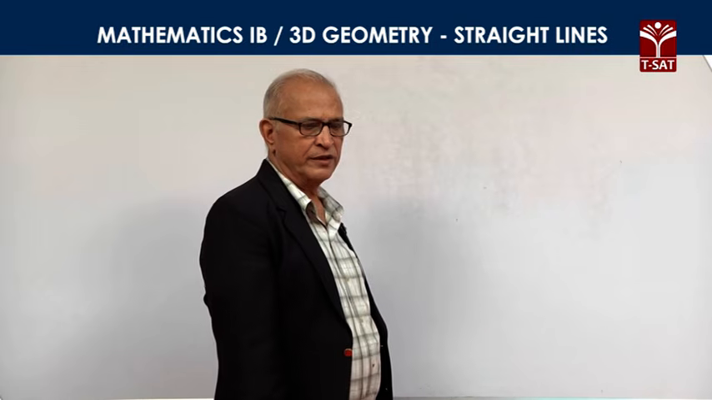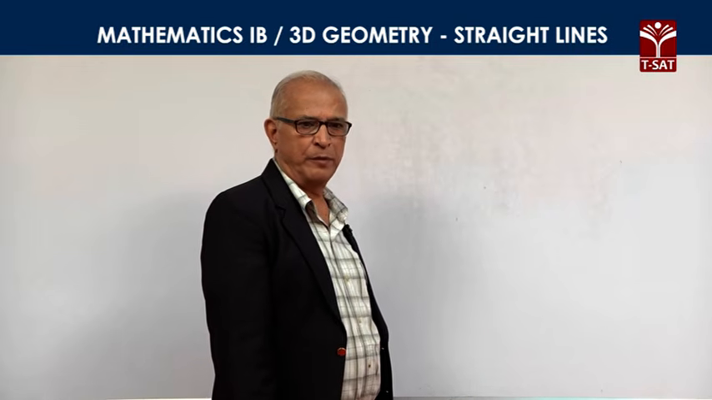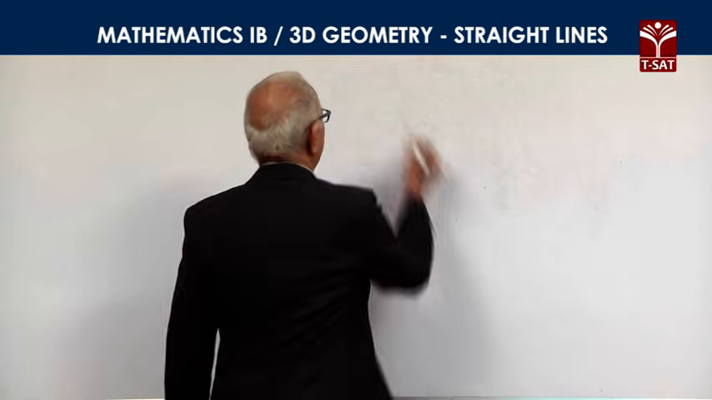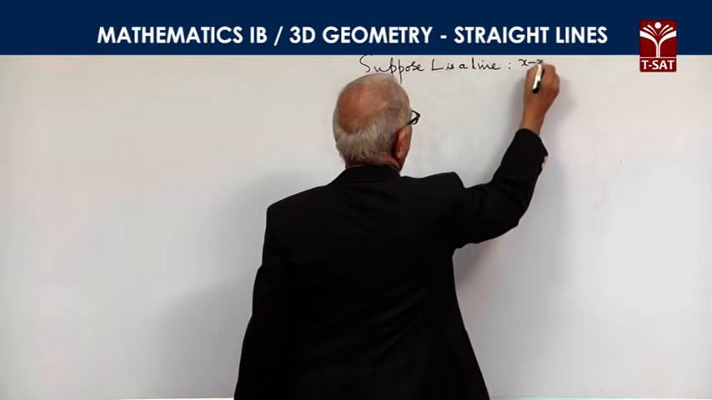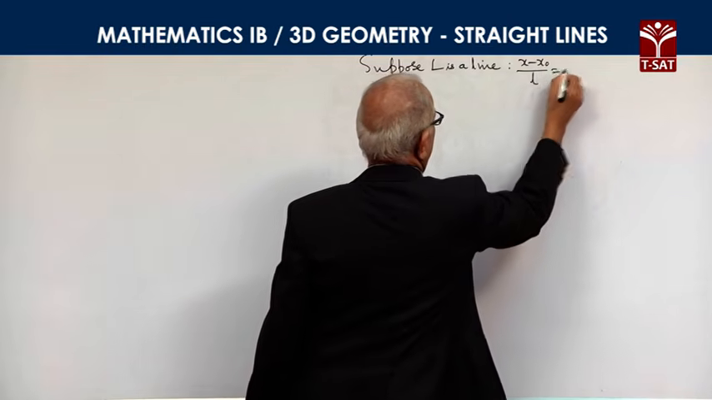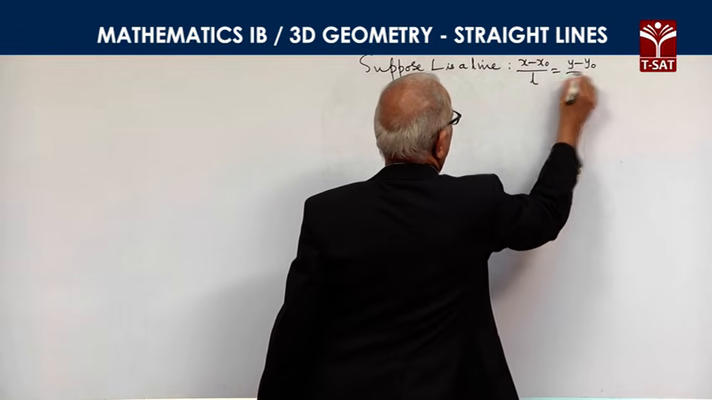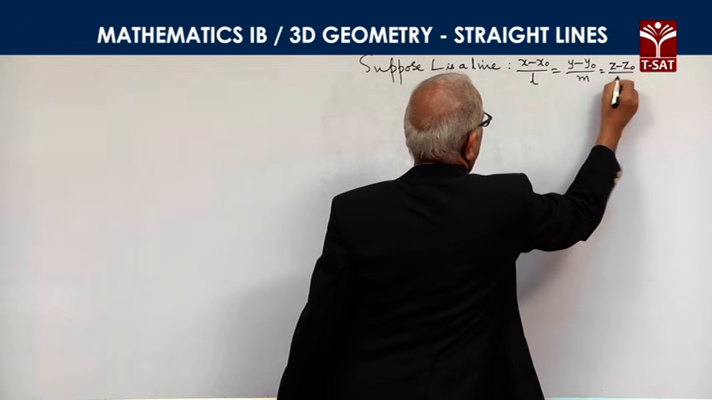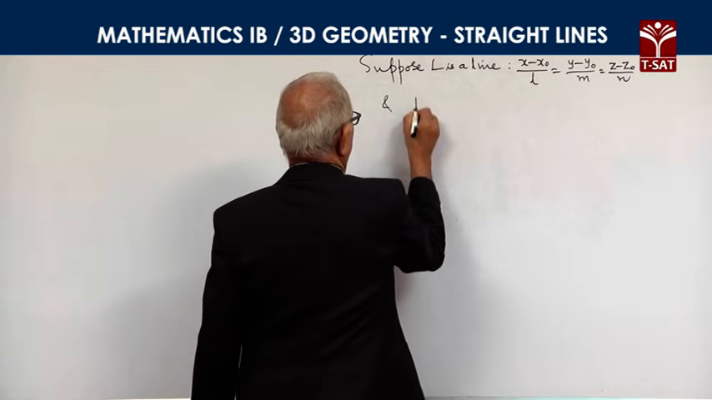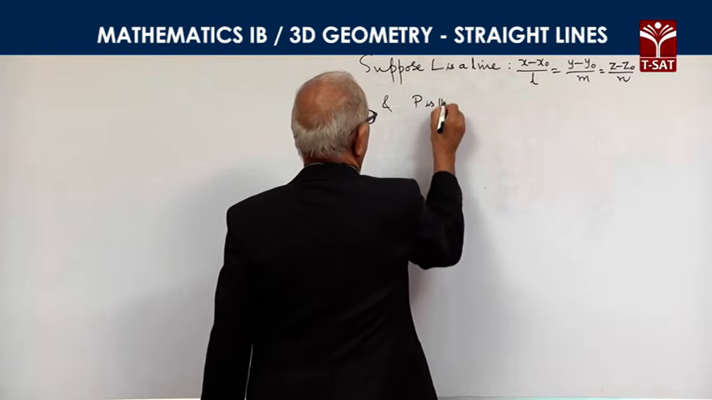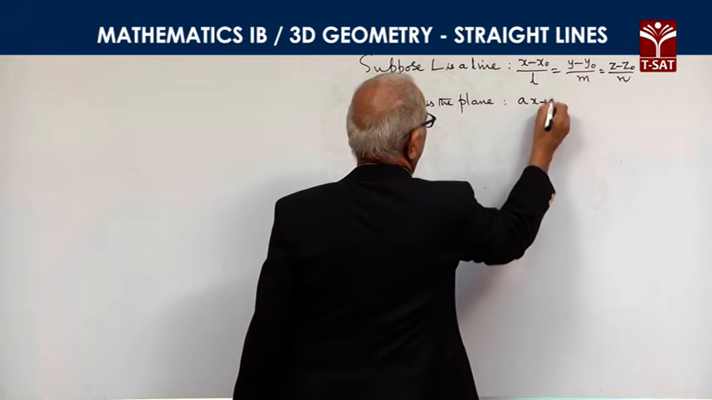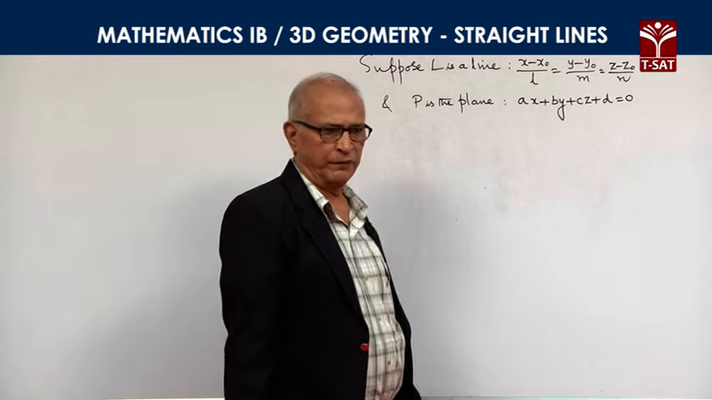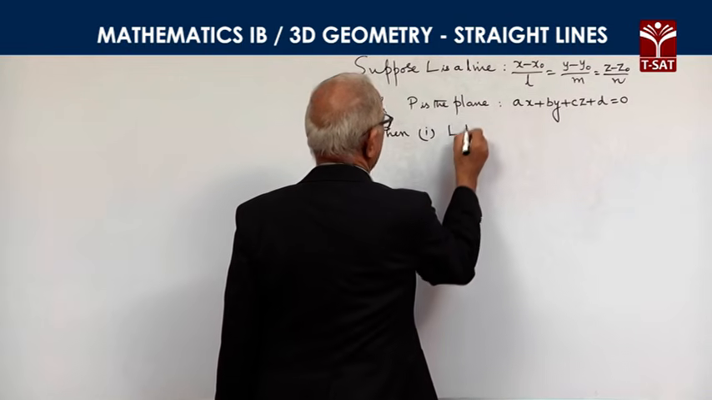Conditions for a line to be parallel to a plane, for a line to be contained in a plane. Suppose L is the line with the equations (x minus x0) by l, (y minus y0) by m, (z minus z0) by n, and P is the plane ax plus by plus cz plus d equal to 0. ఒక లైను ఒక ప్లేను తీసుకున్నాం. Line L is parallel to P.